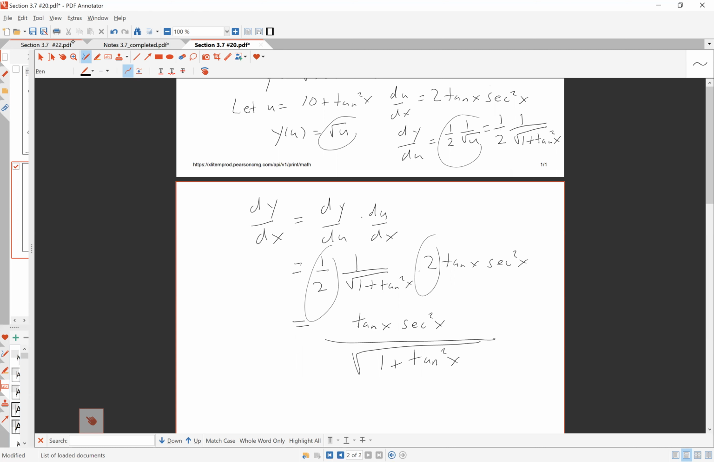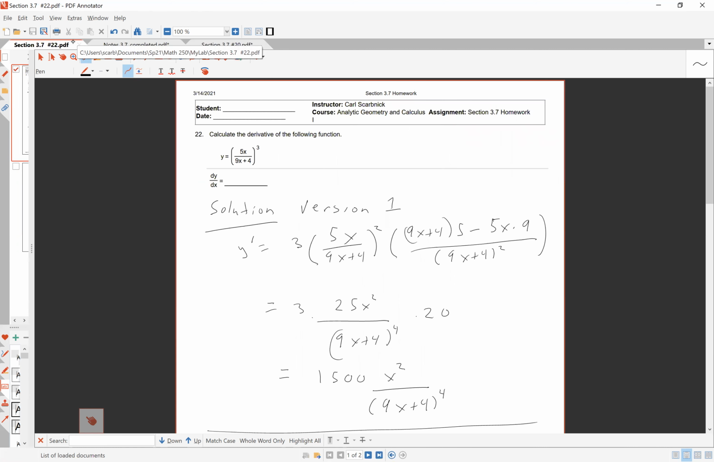Okay, so let's just look at this one here. So let's calculate the derivative of this following function.